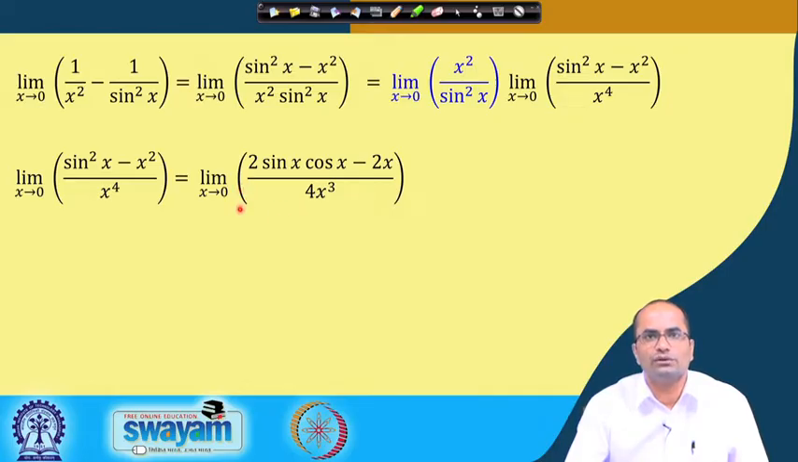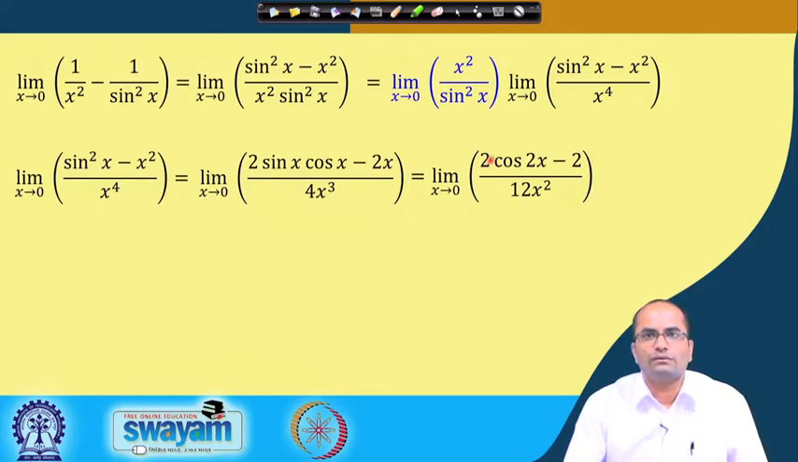The limit x goes to 0. So, again here we have 2 sin x cos x, which is sin 2 x, minus 2 x divided by 4 x cube. So, sin 2 x goes to 0 minus this x goes to 0. So, we again end up with 0 by 0 form, which we have to differentiate again. So, here we have the sin 2 x, which will become 2 cos 2 x, and minus the derivative of this 2 x will be just 2, and the 4 x cube will become 12 x square.